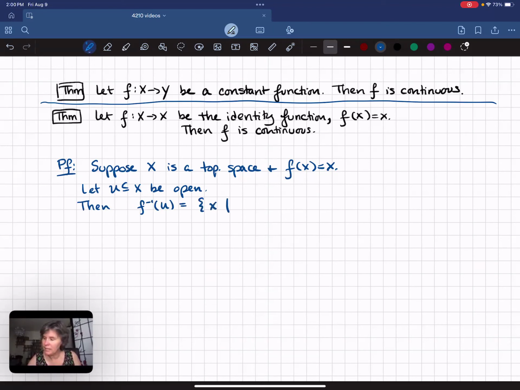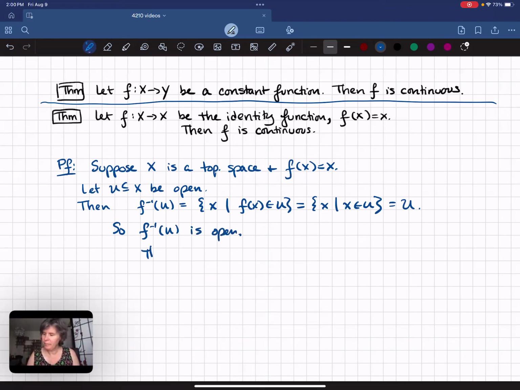that's the set of all x such that f of x is in u by definition, which is the set of all x such that x is in u. So all the x's that are in u, that's just another name for u. The function f doesn't do anything. It just keeps every point where it is. So the pre-image of any set is itself. The forward image of any set is itself. f just keeps everything where it is. There's no movement happening. So if u is open, then the pre-image of u is also u, which is still open. So f inverse of u is open. Thus, f is continuous.